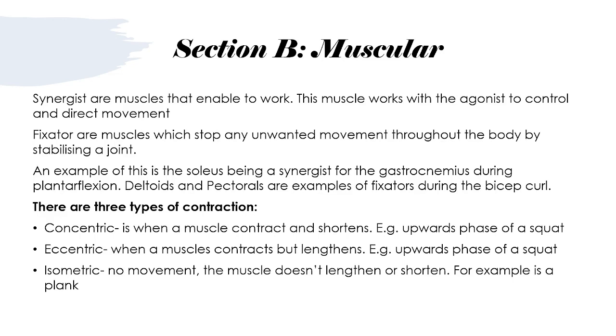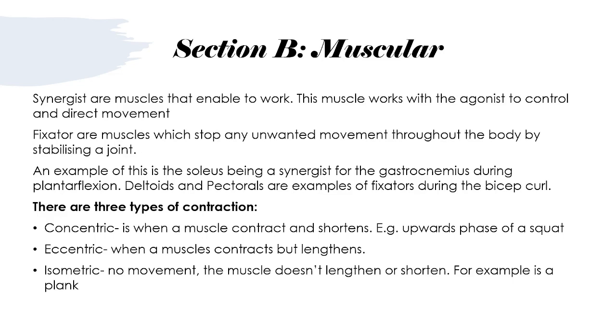Synergists are muscles that enable us to work. They help the muscles work with the agonist to control and direct movements. Fixators stop any unwanted movement. So synergists allow that movement, fixators stop that unwanted movement. They do that through stabilizing a joint. An example of this could be the soleus being a synergist for the gastrocnemius during plantarflexion. And deltoids and pectorals are examples of fixators during the bicep curl.